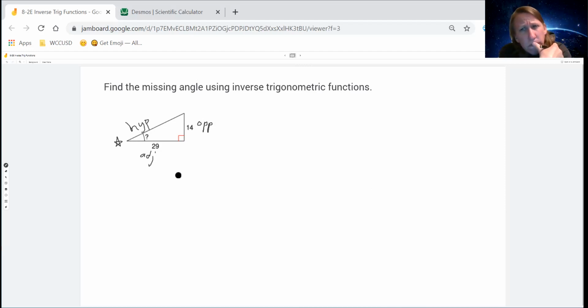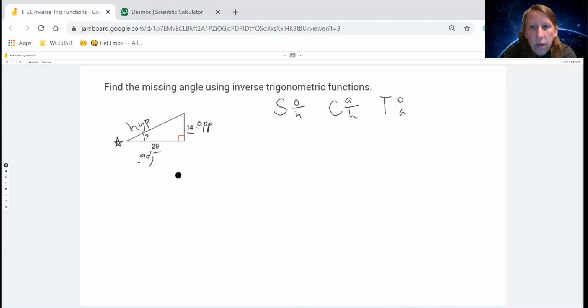So, which two do we have? Which two side lengths do we know the measure of? We know the opposite side length and we know the adjacent side length. So now it's our chance to decide which of these three trig functions is going to help us.